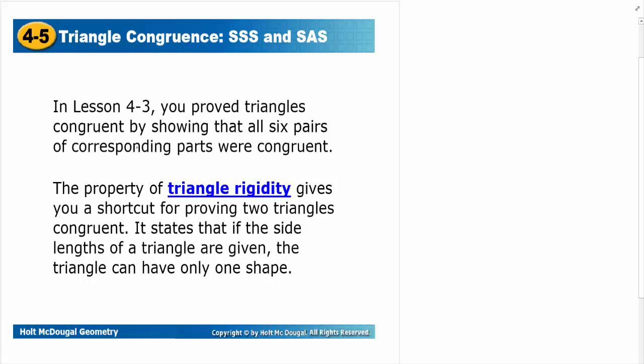Lesson 4.3, again, this is what I was talking about. We proved triangles congruent by showing that all 6 pairs of corresponding parts are congruent. We're not going to do that now. The property of triangle rigidity gives you a shortcut for proving. That's what these theorems that we're going to be going over will show you, for proving 2 triangles congruent. Again, it states that if the side lengths of a triangle are given, the triangle can only have one specific shape. Okay, so again, the lengths are given, we can only have one shape.